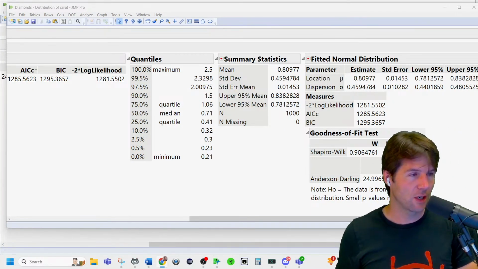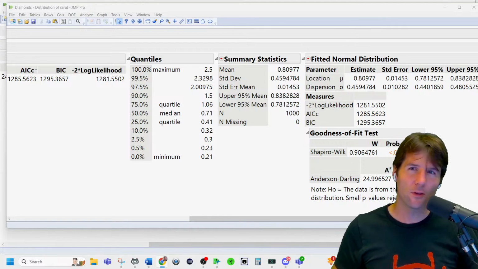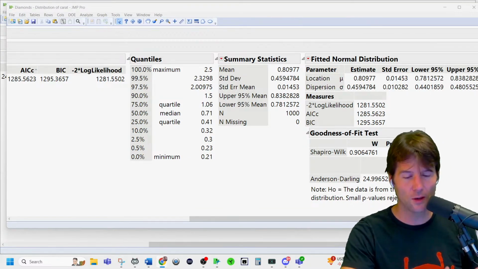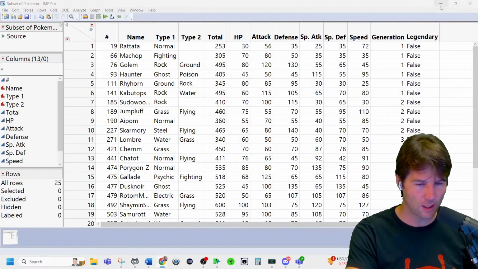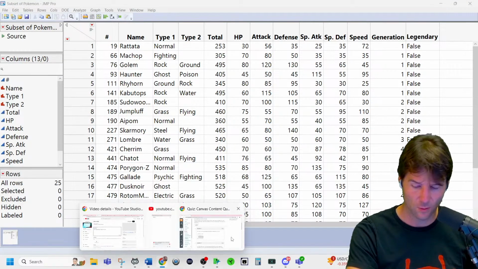I'm going to call this section checking normality. And that covers a good bit. We covered skew, we covered goodness of fit tests, and we covered normal probability plots. So we covered a lot in that part of the review.